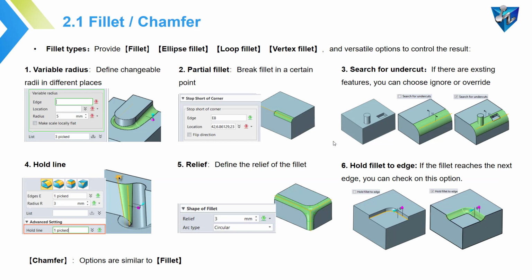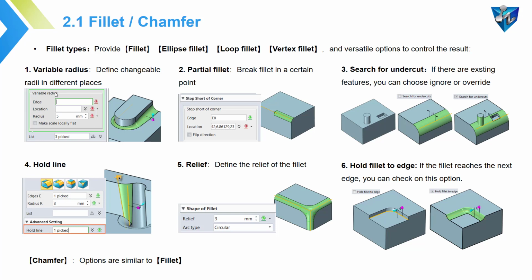First, I would like to show you fillet and chamfer. As we know, in mechanical design, from time to time we need to create a fillet and chamfer feature. So now let's see the first one, fillet. In ZW3D, we provide 4 fillet types: fillet, ellipse fillet, loop fillet, and vertex fillet. And we also provide versatile options to control the fillet result.